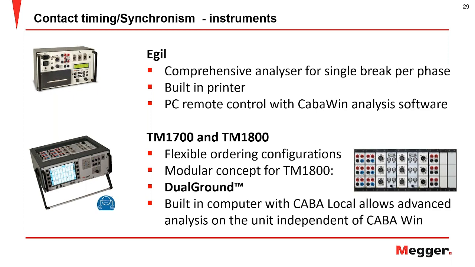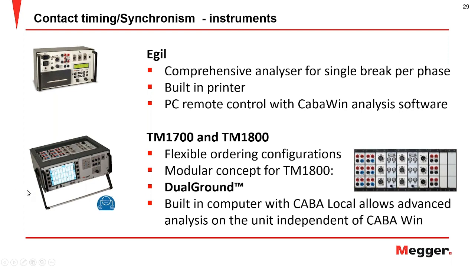Both TM1700 and 1800 have a dual ground test method where they can do measurements of the timing without the need to disconnect the grounding on one side of the circuit breaker by using a patented by Megger high frequency method.